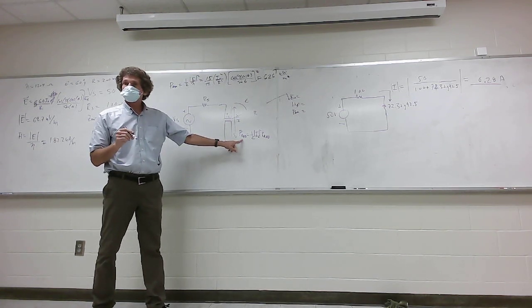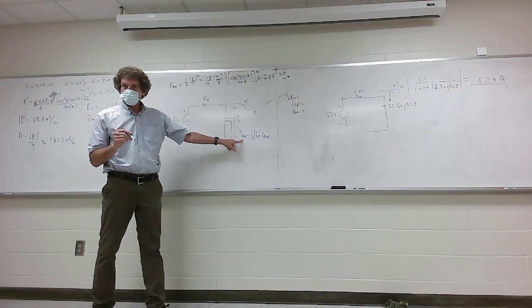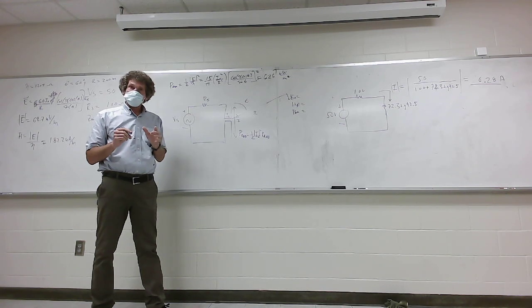This cannot have an imaginary part. If there's a plus j something, you messed up in a big way. The magnitude of I there gets rid of the j.